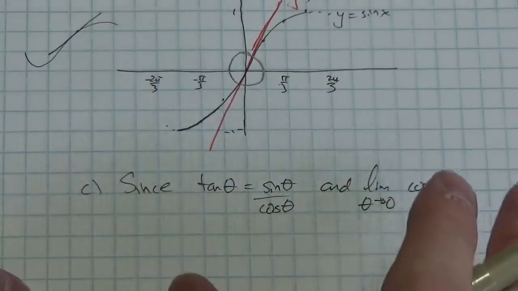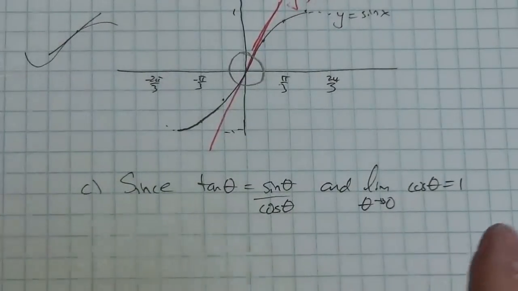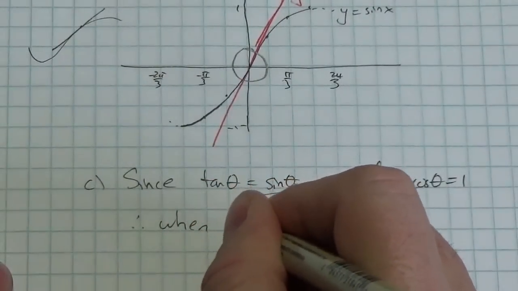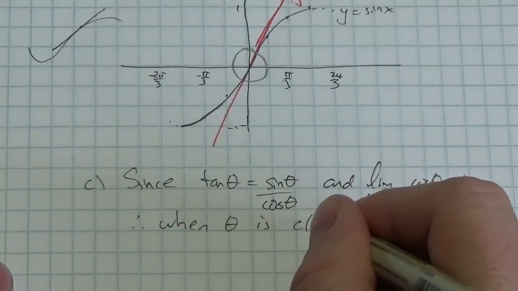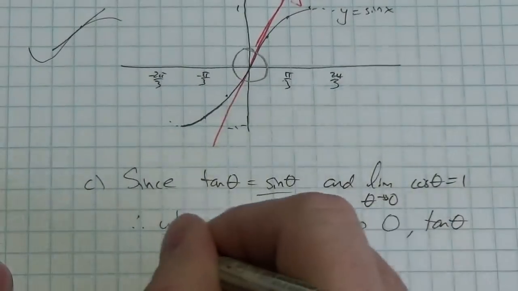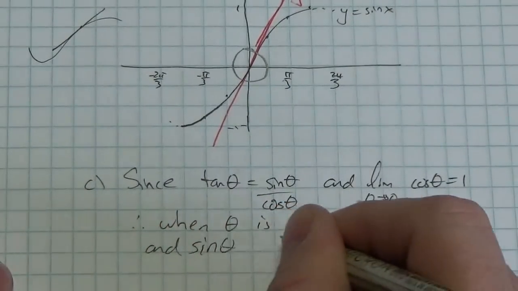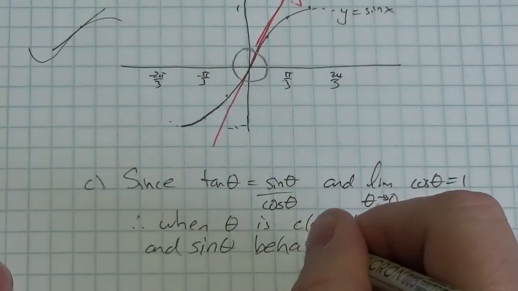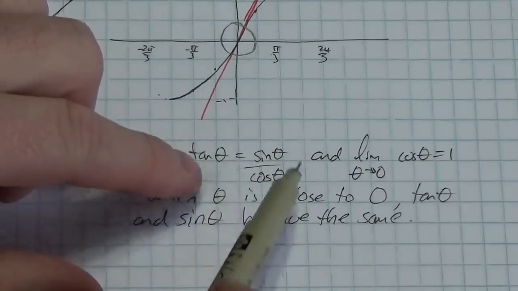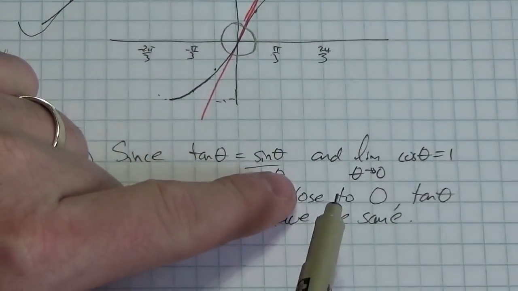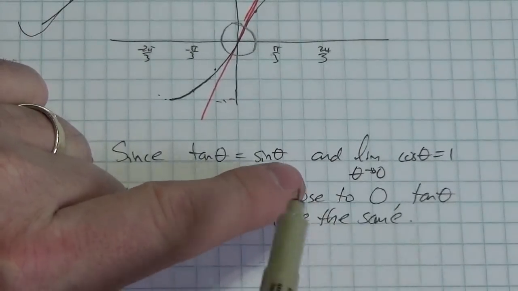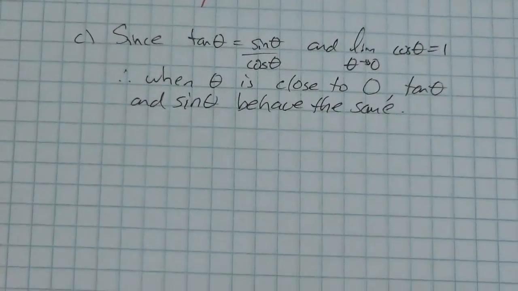We looked at that initially here, okay? And we need to know that. What this means is, therefore, when theta is small, or let's say close to 0, tan theta and sine theta behave the same. Okay? When theta gets really, really small, cosine theta is going to go to 1, which basically means for really, really small values of theta, tan theta and sine theta act the same way.